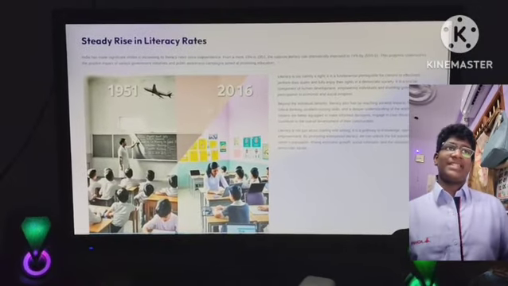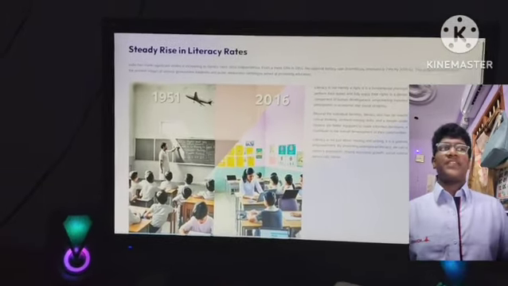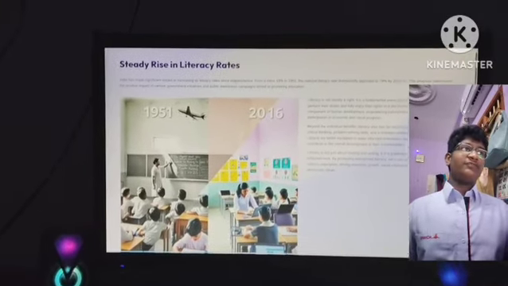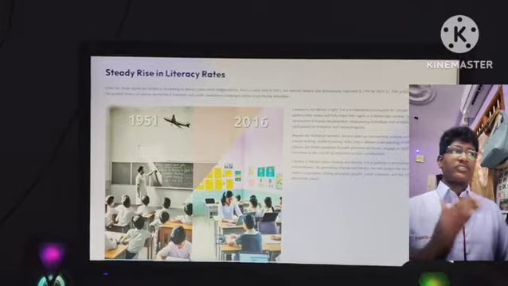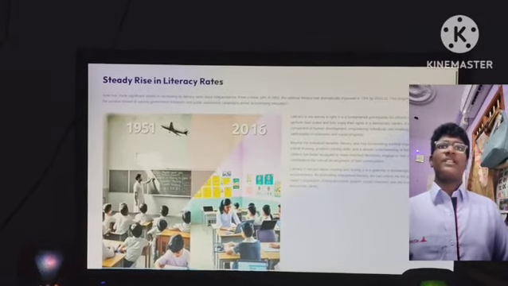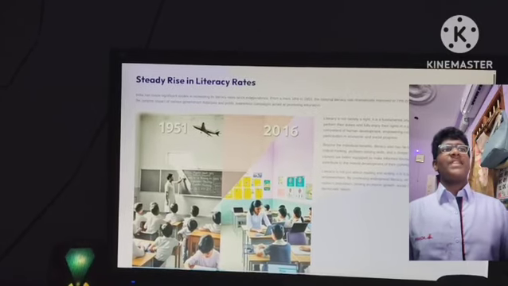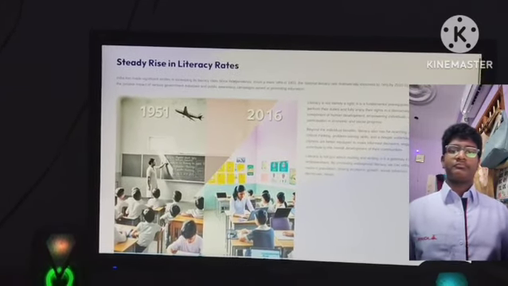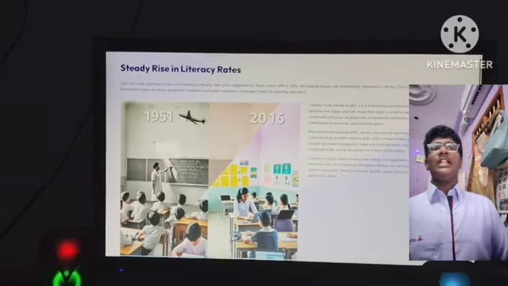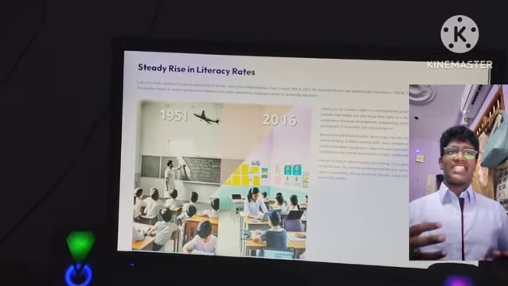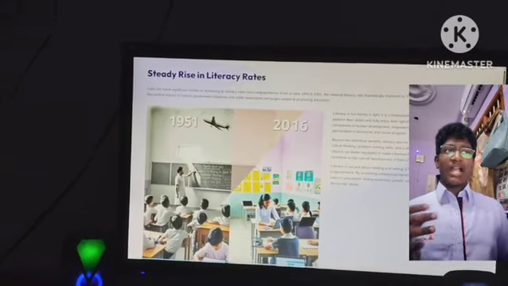Steady rise in literacy rates. India has made significant strides in increasing its literacy since independence. From a mere 18% in 1951, the national literacy rate dramatically improved to 74% by 2011. This progress underscores the positive impact of various government initiatives and public awareness campaigns aimed to promote education.